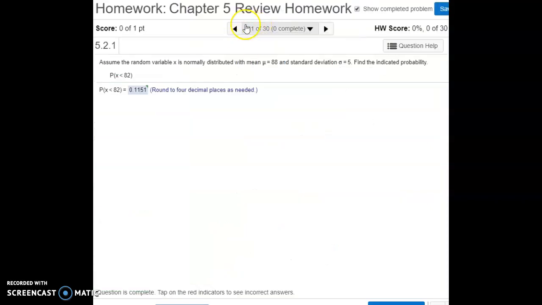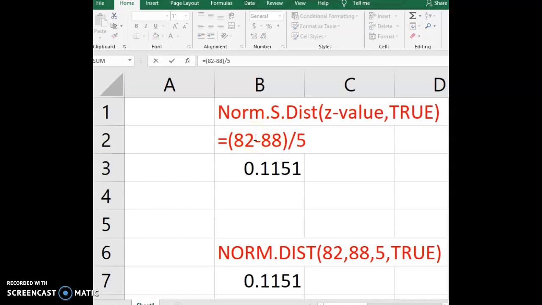For number 11, we're told that a variable is normally distributed. We have the mean and the standard deviation. We want to find the probability of being below a certain value in that distribution. So one way you could approach this is to find the z-value for the given value, which in this case was 82.